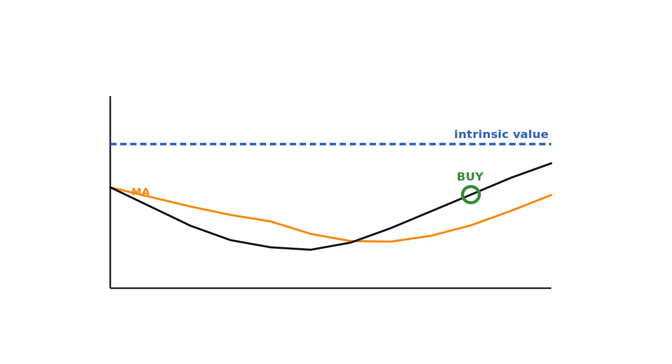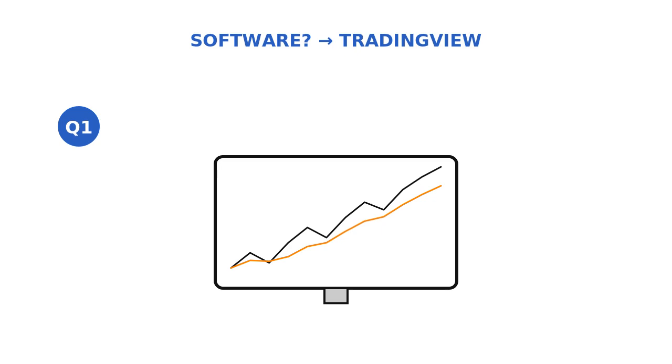Question 1, and it is the most common of all. What software do you actually use to see these charts and moving averages? The answer is the one we have leaned on throughout this whole technical section, TradingView. It is free to start, it runs in your browser, and with a couple of clicks, you can lay any moving average right on top of any stock. That is the entire toolbox for the technical half of the method.